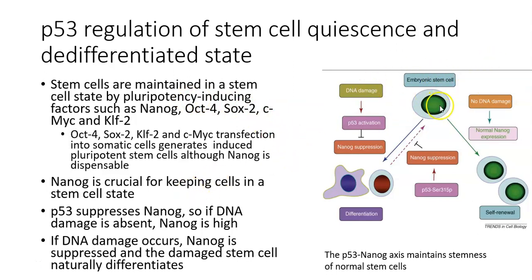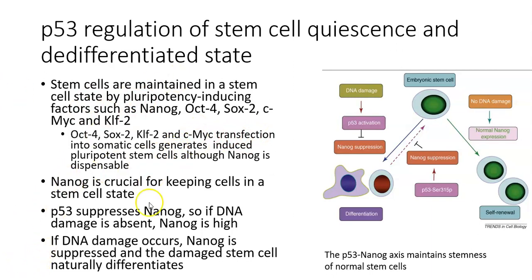Now as this slide shows here, p53 is intrinsically linked in with stem cell markers. So stem cells are maintained by a whole bunch of stem cell pluripotency transcription factors, including NANOG, OCT4, SOX2, c-MYC, and KLF2. And you may well have come across these by studying induced pluripotent stem cells, because OCT4, SOX2, KLF, and c-MYC, if you transfect them into somatic cells, you will induce what we call induced pluripotent stem cells.